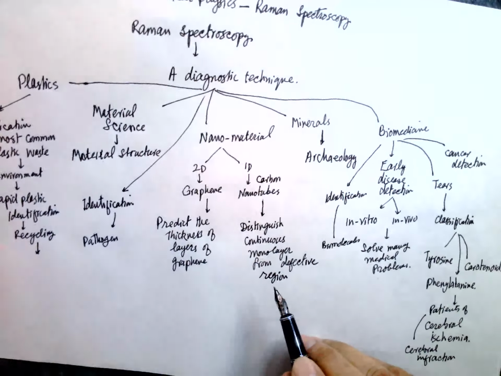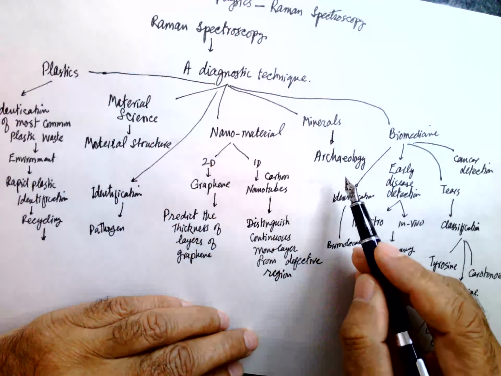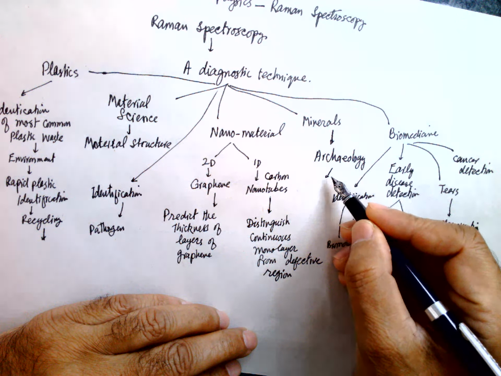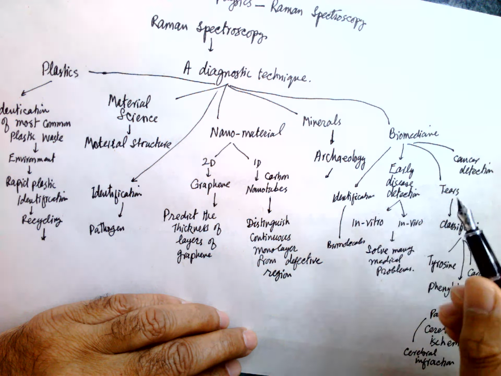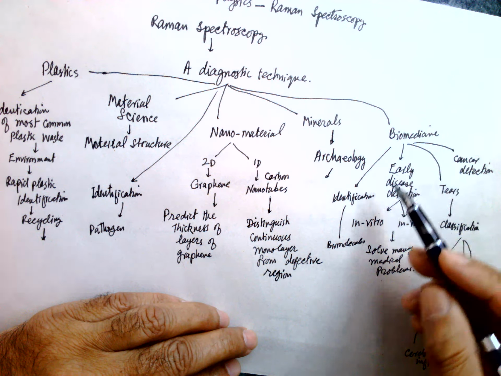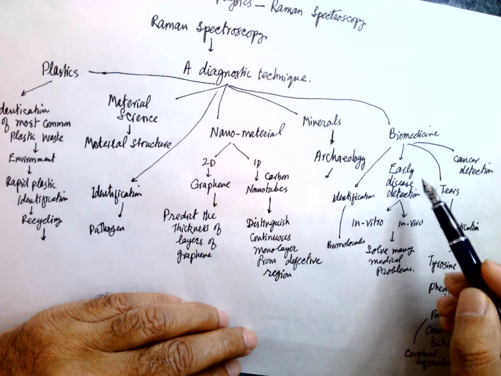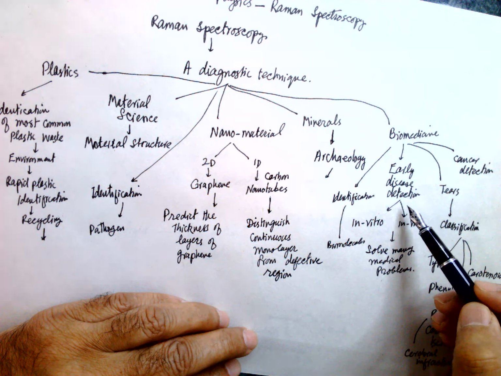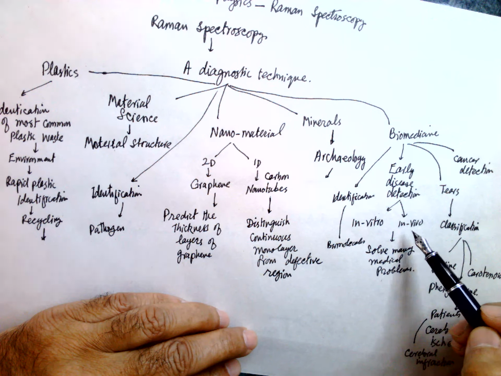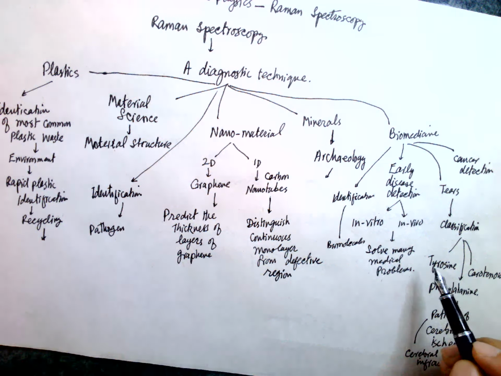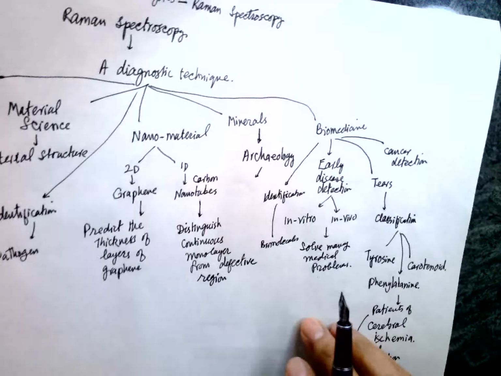In archaeology, it is very useful to know the origin and the continuity of the minerals. In biomedicine, it is the identification of biomolecules and early detection of disease, in vitro and in vivo, both conditions. So it can solve many medical problems. So this is very useful.